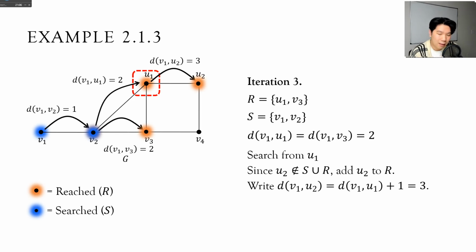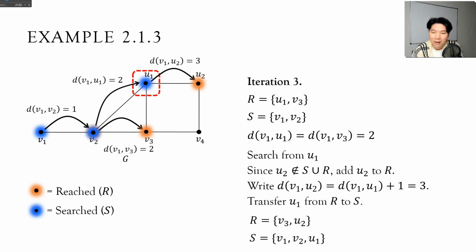After I've considered all the neighbors of U1, that is, all the neighbors of U1 are reached, I can go ahead and say that I have fully searched U1. That is, transfer U1 from R to S. I'm going to turn it blue. And now I have that R is equal to V3, U2, and S is V1, V2, and U1.